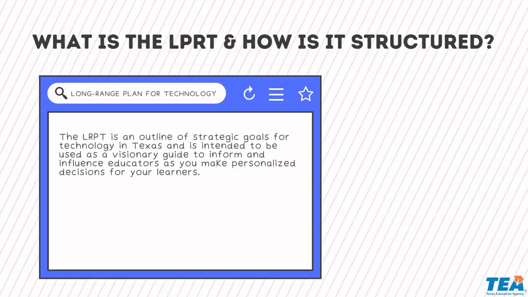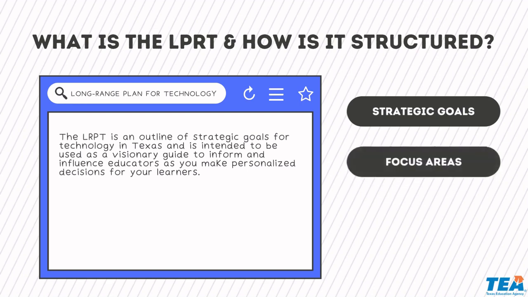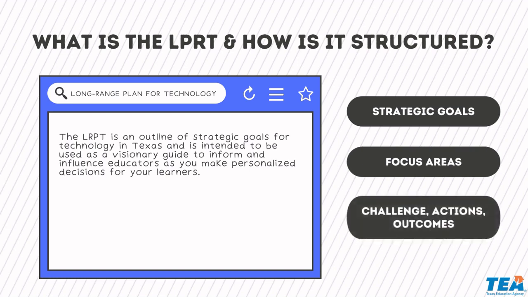What is the LRPT and how is it structured? The Long Range Plan for Technology, the LRPT, is an outline of strategic goals for technology in Texas and is intended to be used as a visionary guide to inform and influence educators as you make personalized decisions for your learners. The LRPT is structured into 6 strategic goals. Each strategic goal has 3 focus areas defined within it to help guide strategy creation. Each focus area is further broken down to include the biggest challenge, suggested actions, and short and long-term outcomes.